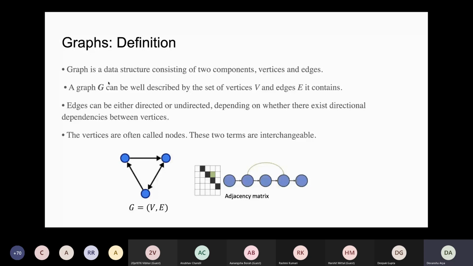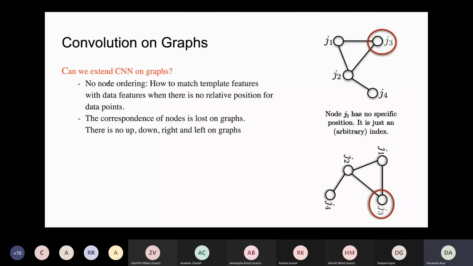So these were the basic concepts of graphs, and why we need graphs in day-to-day life other than the usual grid-based data structures. A graph data structure is completely different from a grid-based data structure. I hope I have made it clear that there is a very strong need to come up with methods and architectures which can work with graphs, because in grids you cannot perform such things. For example, let's say you want to perform convolution on graphs. In this example you can see that this node J3 has no specific position.